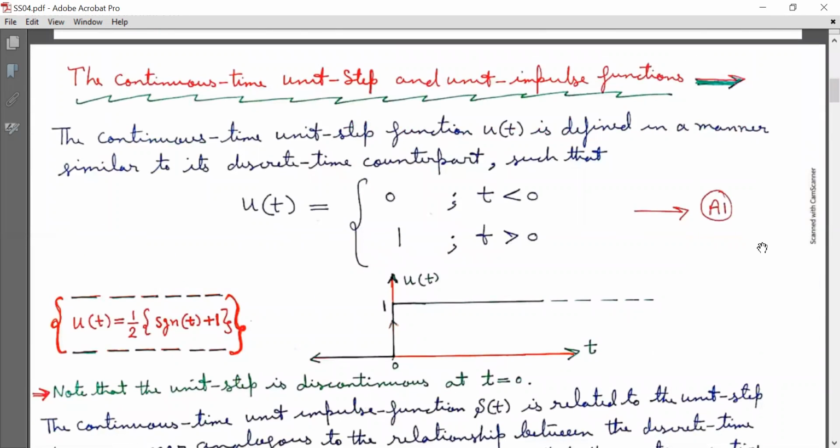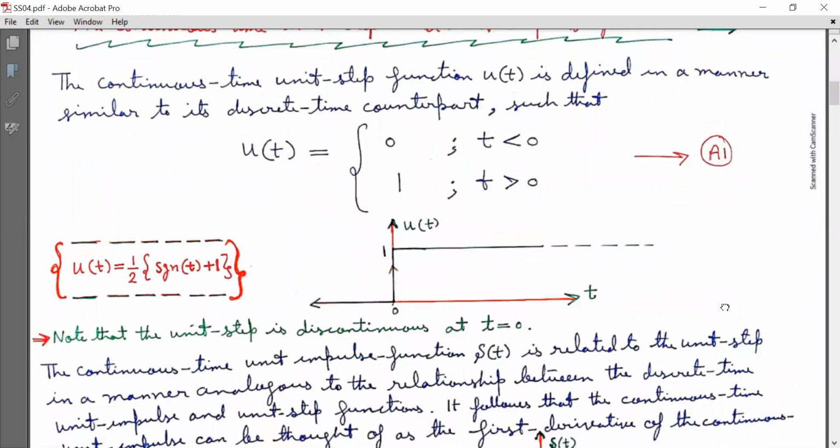Today we are going to discuss continuous time unit step and unit impulse functions. The continuous time unit step function u(t) is defined in a manner similar to its discrete time counterpart, such that u(t) is equal to 0 for t less than 0 and u(t) is equal to 1 for t greater than 0. Mark it as equation A1.